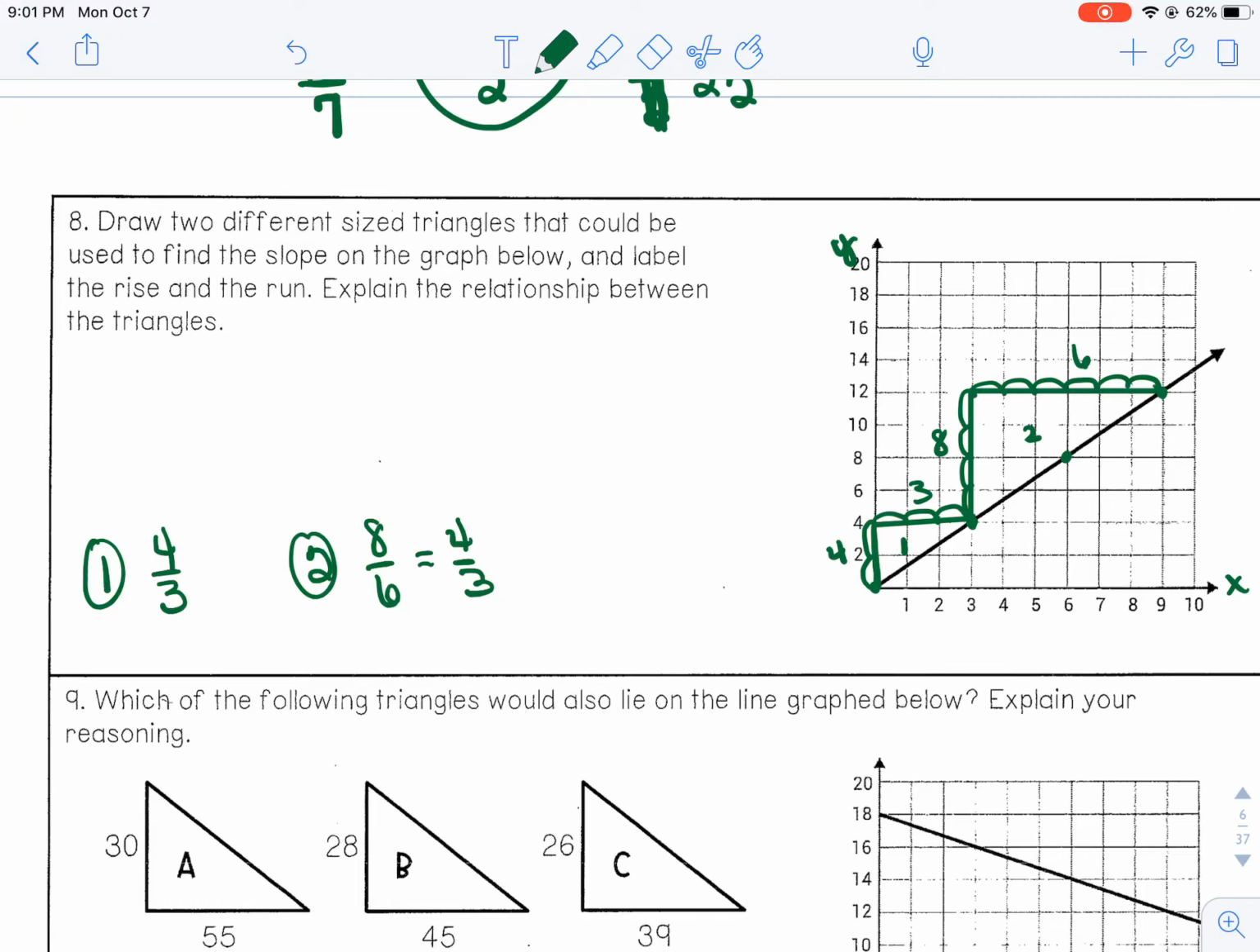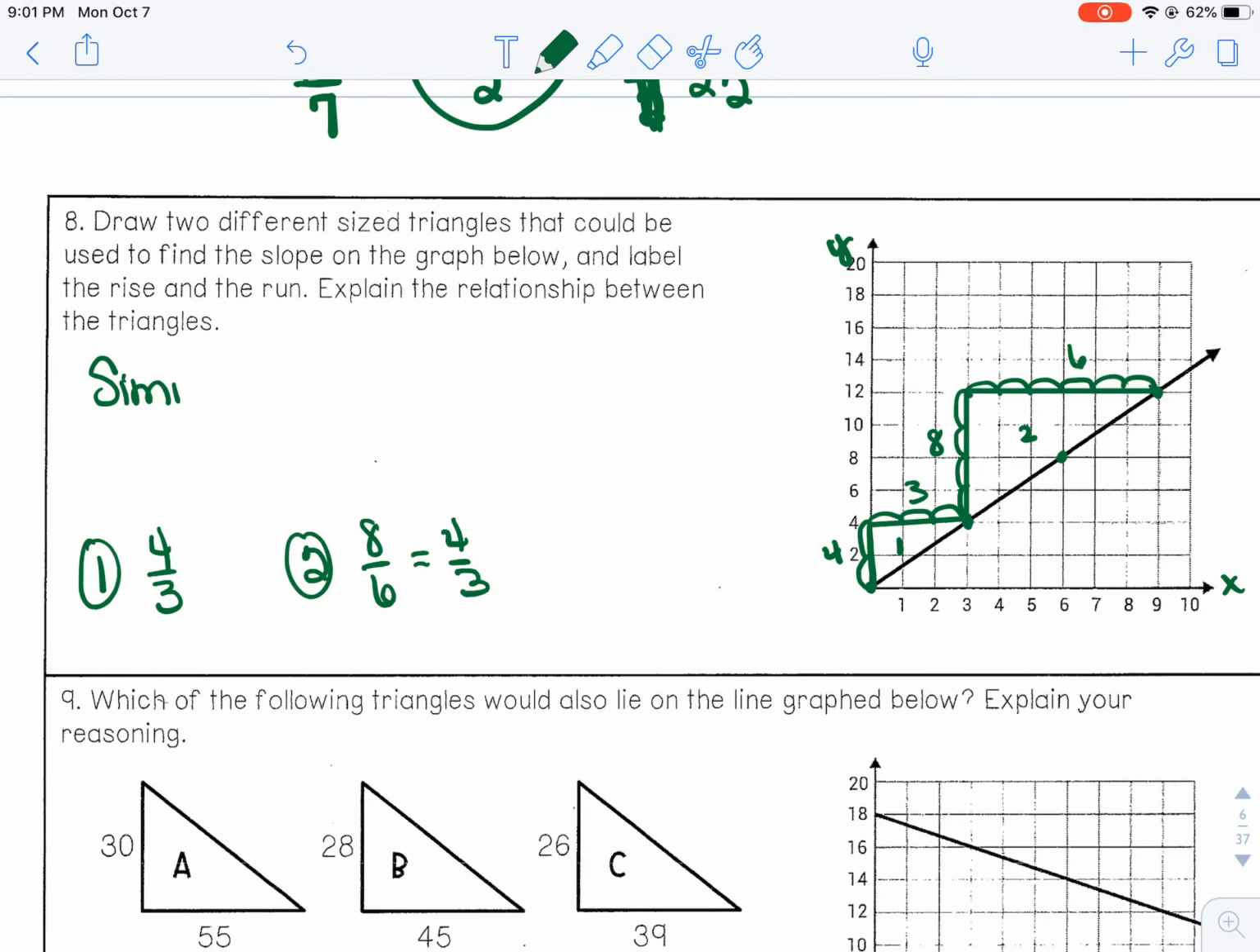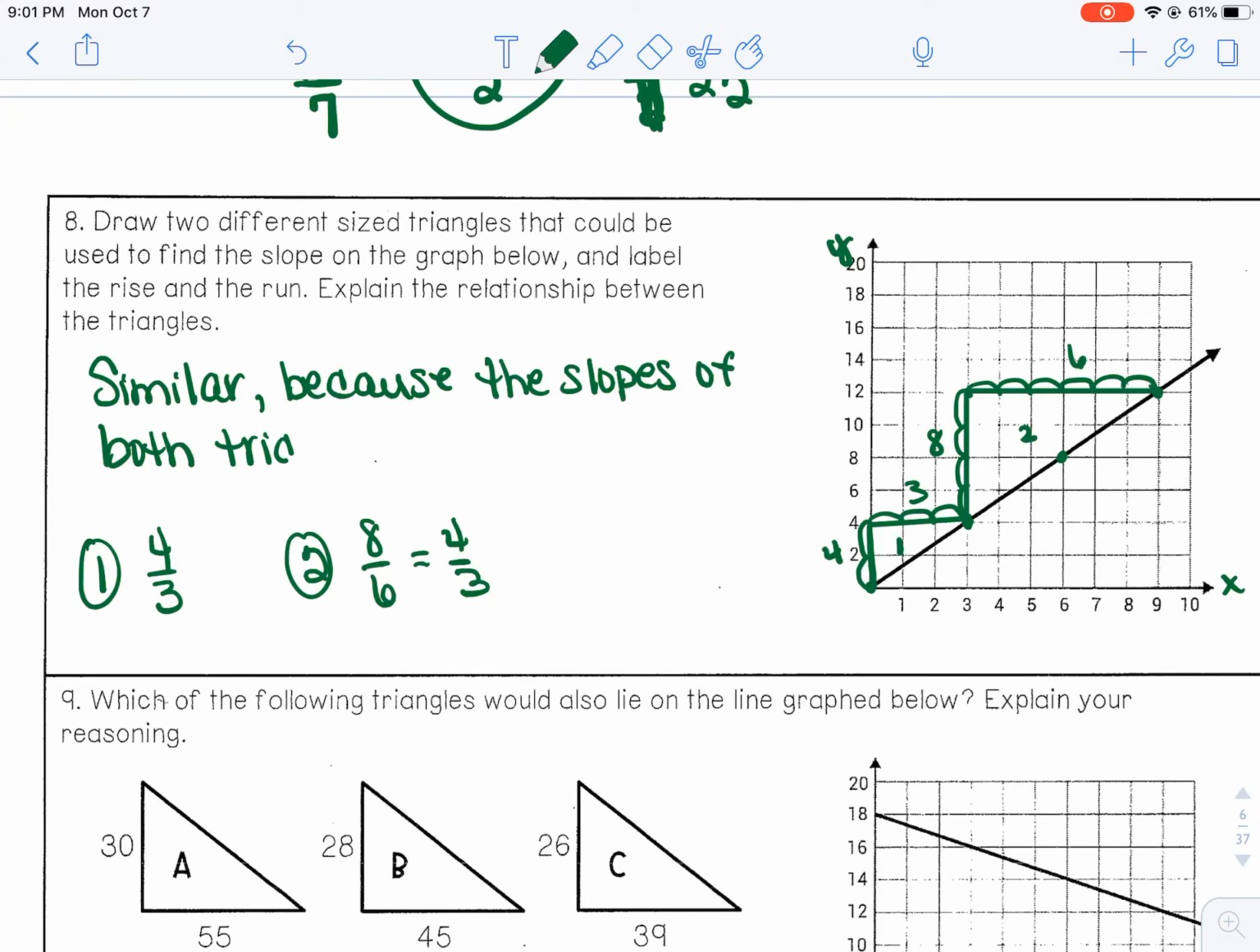Okay, what's the relationship between the triangles? They are similar triangles because the slopes of both triangles simplify to 4/3.